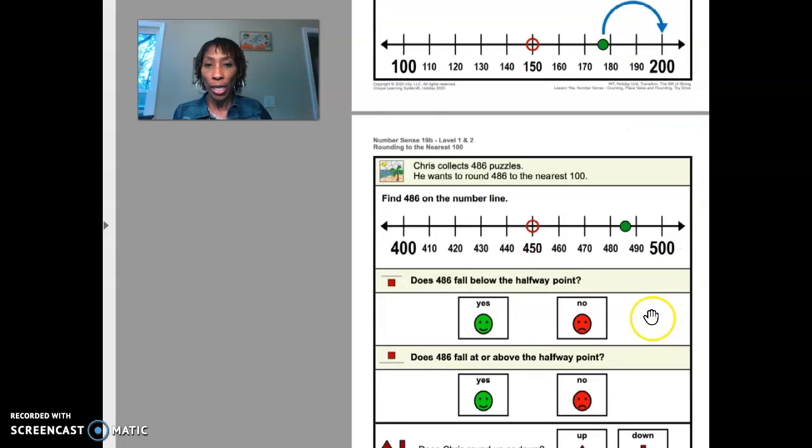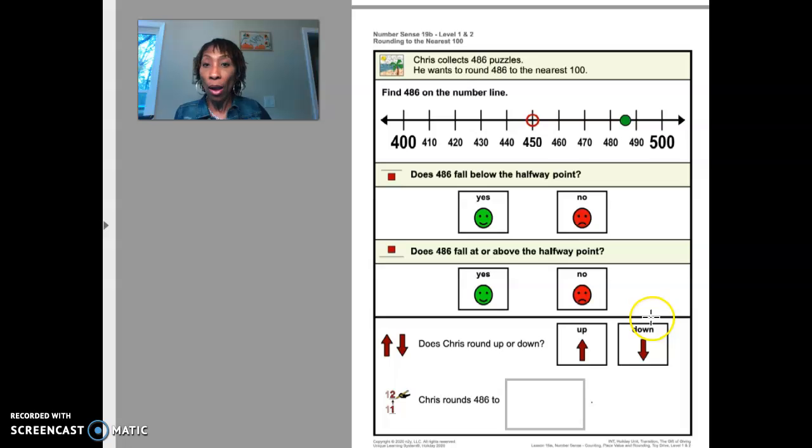Okay, so taking a look at the problem, here it says Chris collected 486 puzzles. Well, here's your 486 on the number line. Then you're going to come and answer the question. Does it fall below the halfway point? Remember, your halfway point is the number between the two hundreds. So that's 400 and that's 500. So 450 is between 400 and 500.